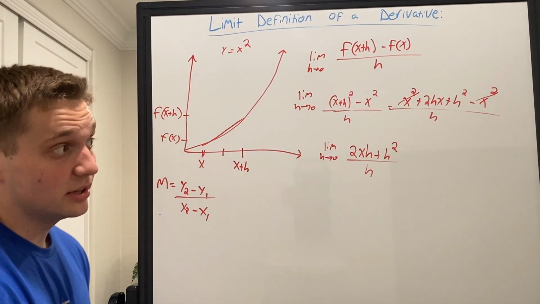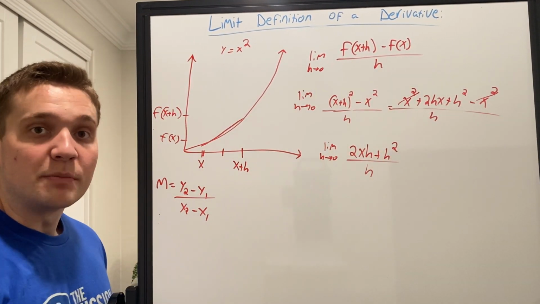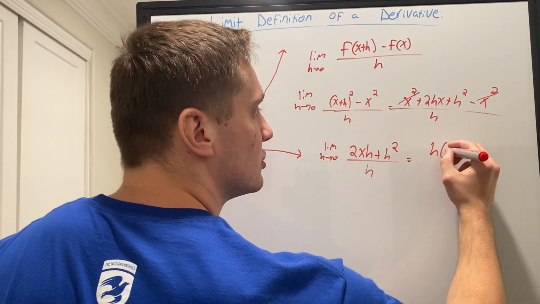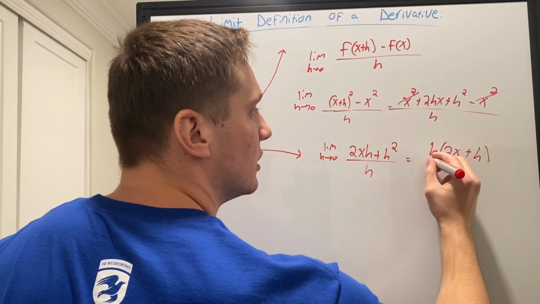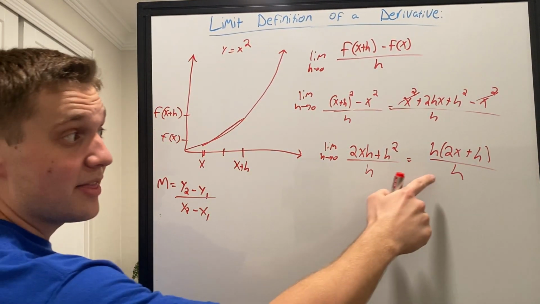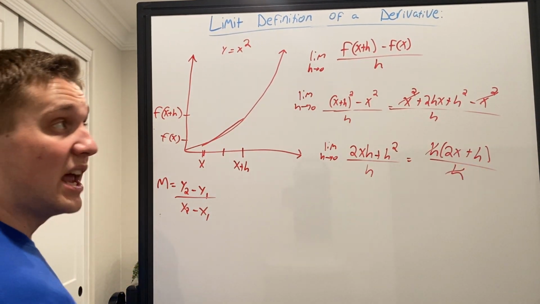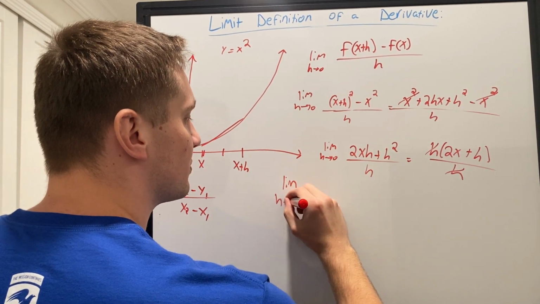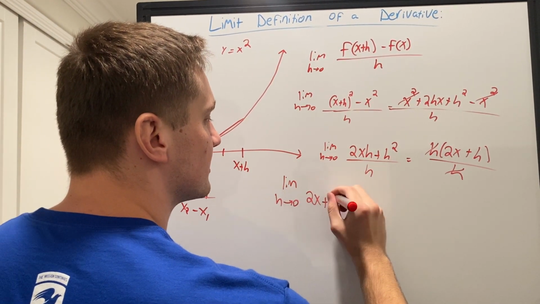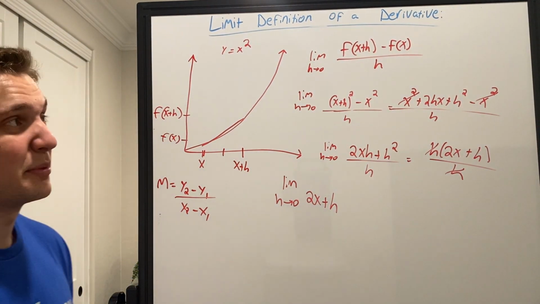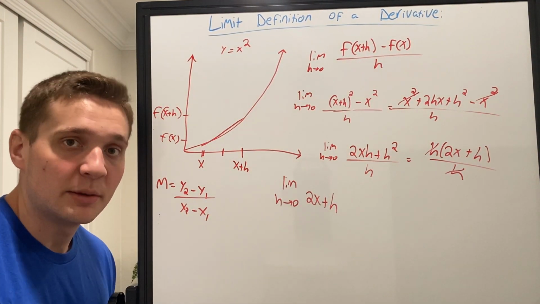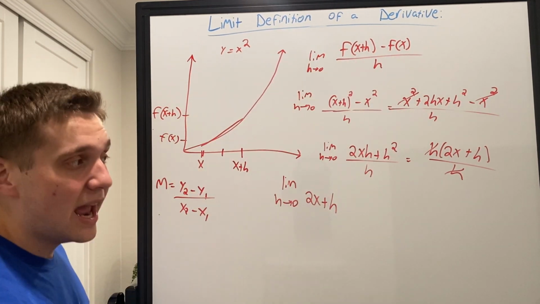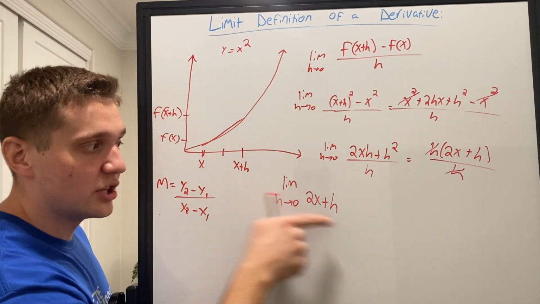Now let's look at this again. We have h on both of these terms, so we can factor out an h, which gives h times 2x plus h, over h. Now that h is going to cancel out. So now we've simplified it, and we have the limit as h approaches 0 of 2x plus h. This is super important because before, we can't just plug in 0, because we would have been dividing by 0, which you can't do. But now we've turned this into just a little expression.